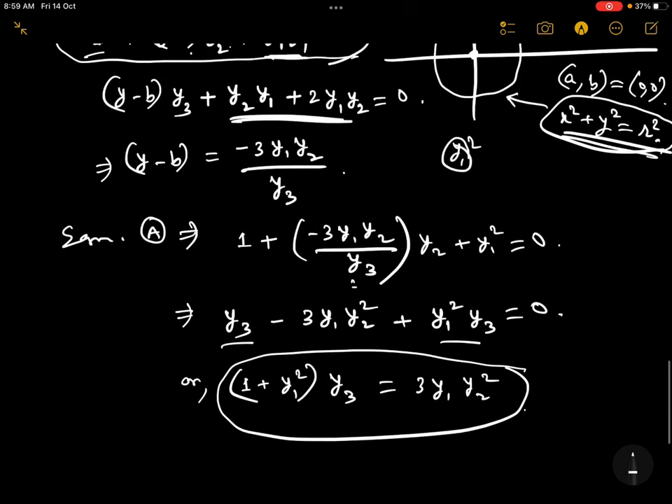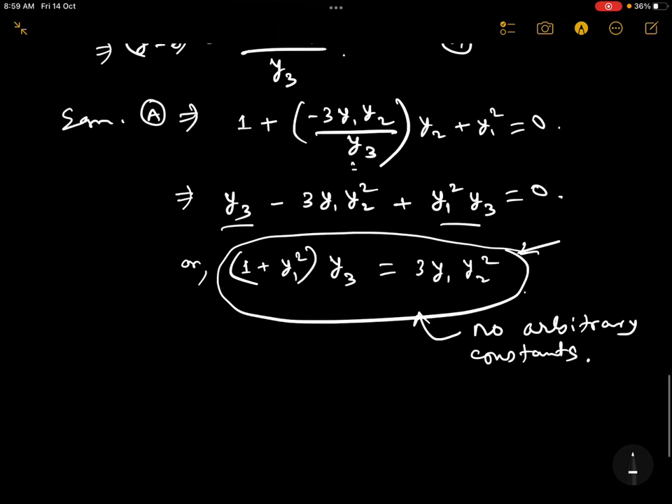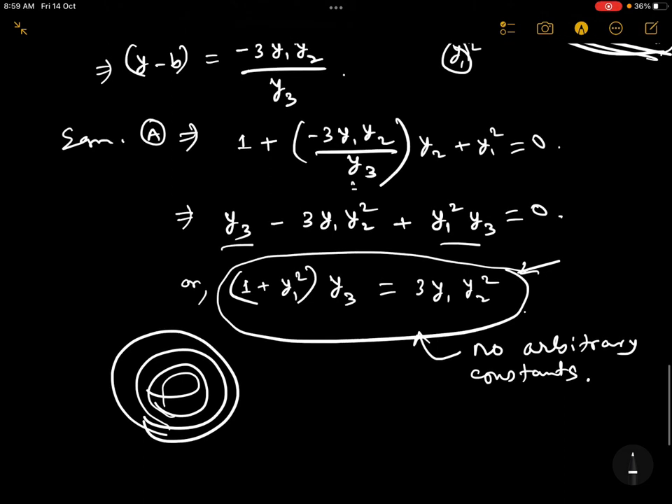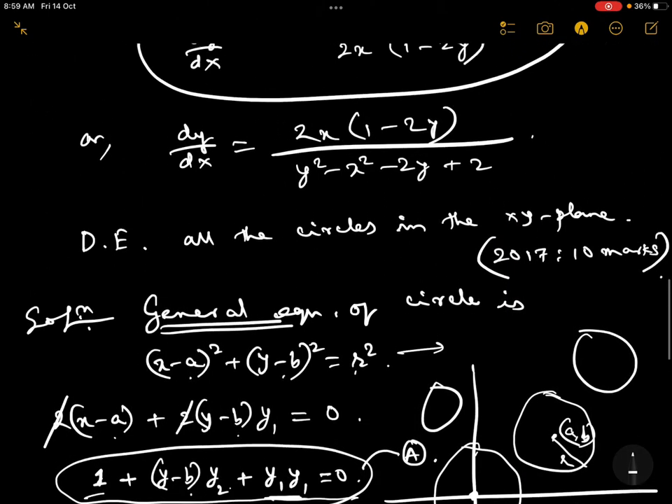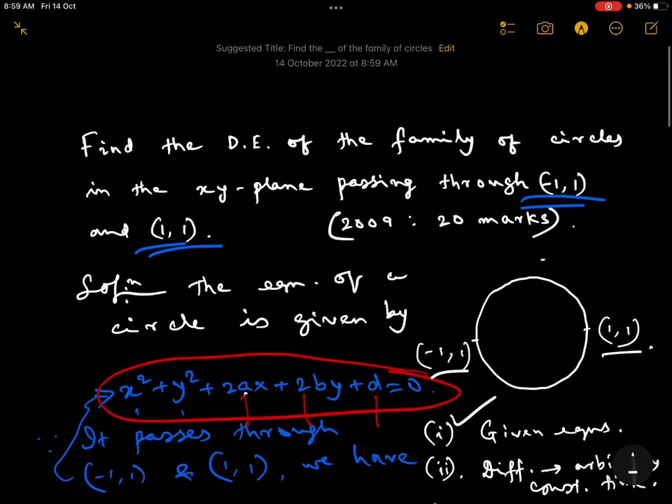This is the required equation. Here we don't see any arbitrary constants also. So our job is done. We don't see arbitrary constants. So this will give the family of circles in the xy plane. This is the differential equation, and this will give the family of circles. Okay, we have some more problems, but I think this will do, just to get the hang of it. Next time I'll take up another topic based on differential equations.